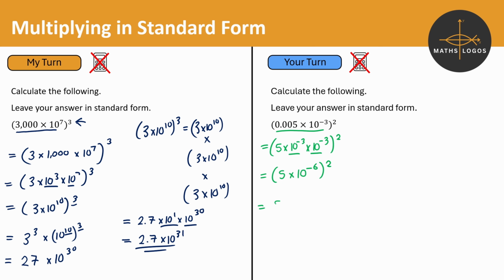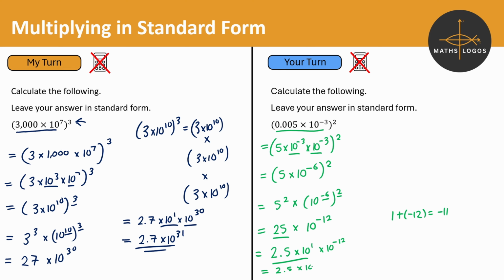Apply your power of 2 to the 5 to give you 5 squared, and apply your power of 2 to 10 to the power of negative 6, like this. 5 squared is 25, and 10 to the power of negative 6 squared, multiply your indices together, give you 10 to the power of negative 12. Then deal with your 25, turn it into standard form. Because it's greater than 10, it is not. So we'll say that is 2.5 multiplied by 10 to the power of 1. That's what that is. Multiplied by 10 to the power of negative 12. Then collect together your powers of 10. So we're doing 1 add negative 12, which takes you to negative 11. My final answer is 2.5 multiplied by 10 to the power of negative 11.